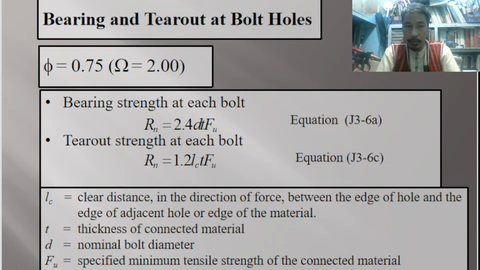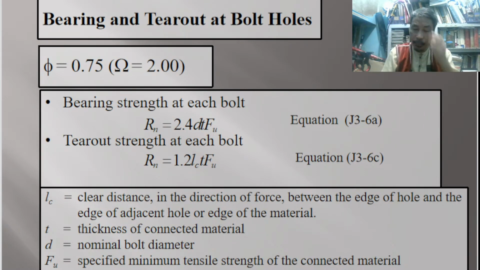Again, phi is equal to 0.75, therefore omega is equal to 2. So bearing strength at each bolt, Rn, meaning nominal resistance, is equal to 2.4 d t Fu. What do you mean by d and t? d is the nominal bolt diameter. t is the thickness of the connected material. Same as we are always using before. This is equation J3-6a.